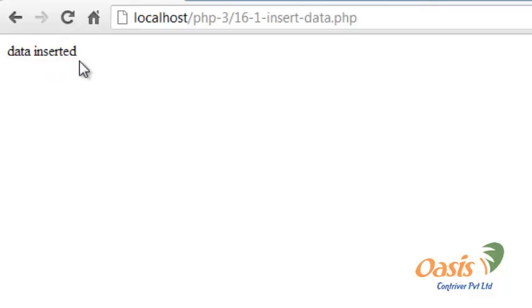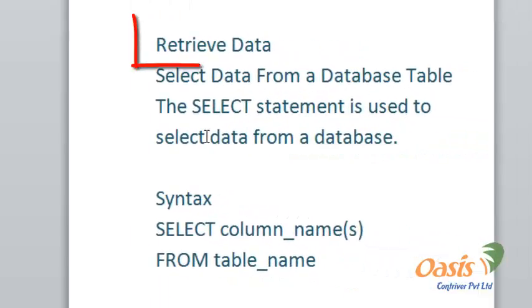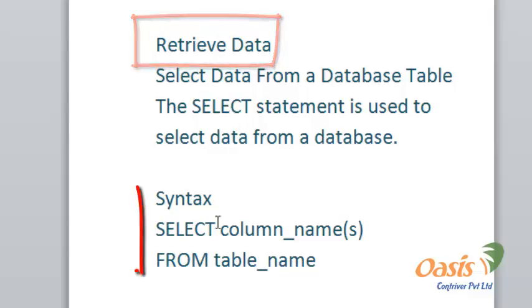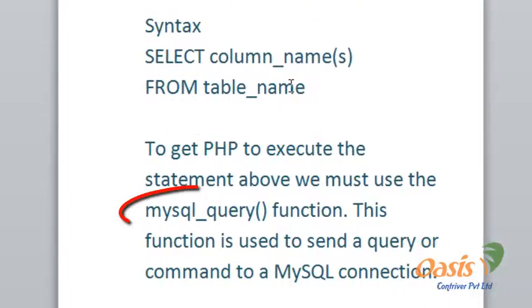Now let's see how to retrieve the data. Select data from a database table. The SELECT statement is used to select data from a database. Here this is the syntax: SELECT column name FROM table name, and then we can apply the mysql_query function. This function is used to send a query or command to a MySQL connection.